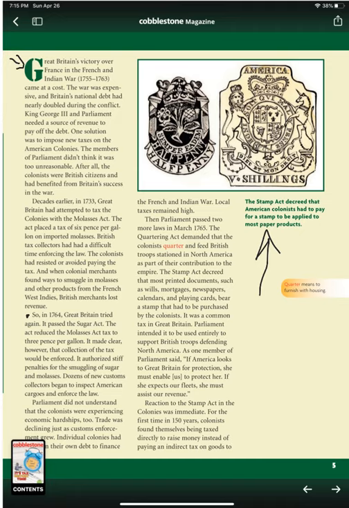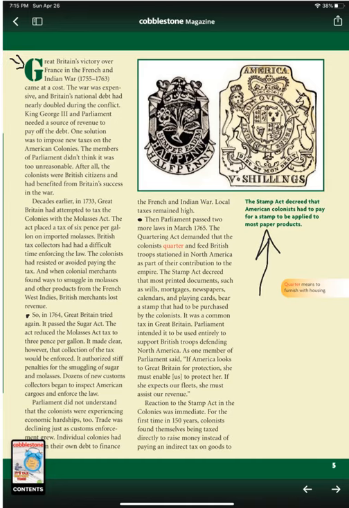Parliament didn't understand that the colonists were experiencing economic hardships too. Trade was declining just as customs enforcement grew. Individual colonies had grown their own debt to finance the French and Indian War. Local taxes remained high. I'm right here now. Then Parliament passed 2 more laws in 1765.